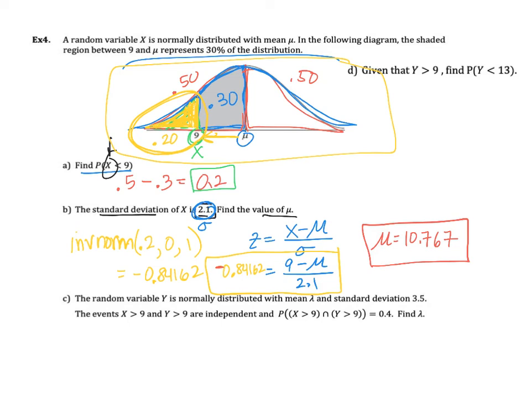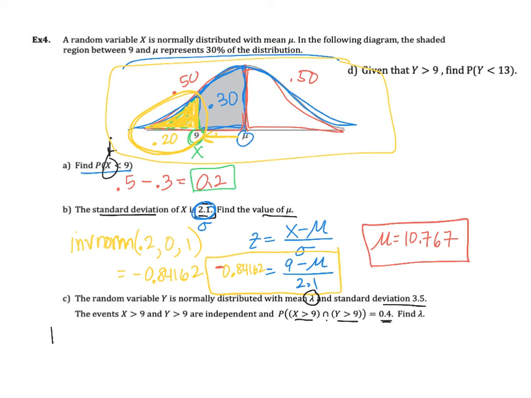All right, part C. Part C says the random variable y is normally distributed with mean lambda. So this little symbol here means lambda, and the standard deviation is 3.5. The events that x is greater than 9 and y is greater than 9 are independent, where the probability of x greater than 9 intersecting y greater than 9 is 0.4.